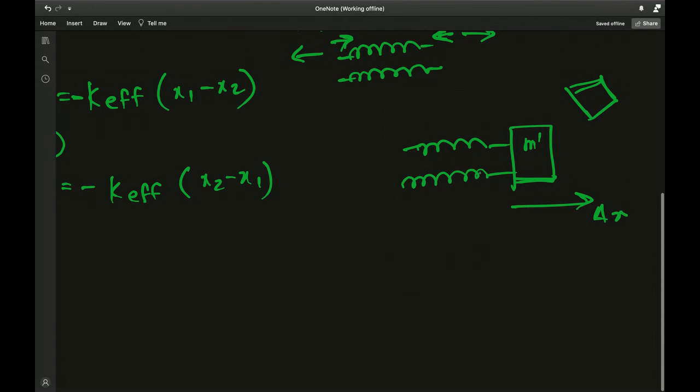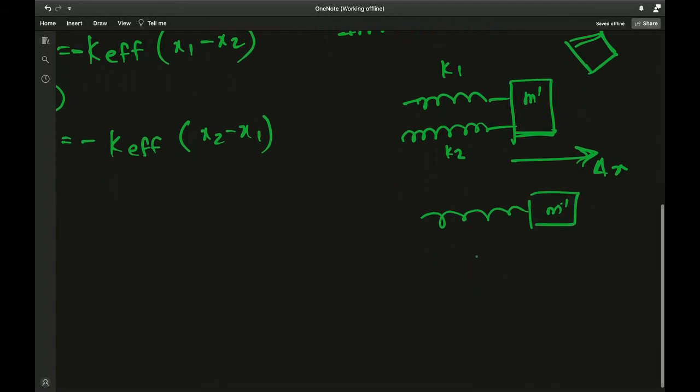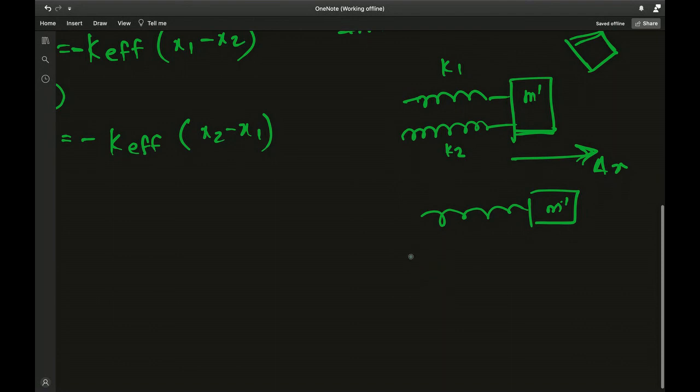So the delta x in both the springs has to be the same, and assuming they have different spring constants, so k1 and k2 for example. If we want to replace both of these springs by one common spring acting on m dash, we would have to write an expression for the force. So the net force, or the effective force due to the spring, is the force due to this first spring plus the force due to the second spring.